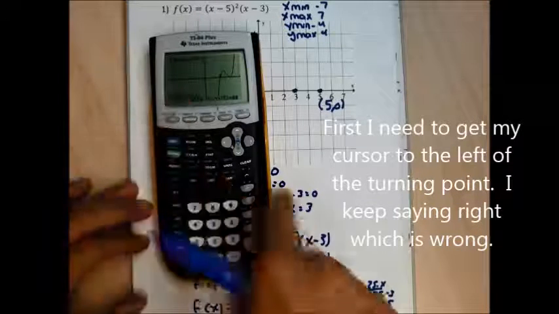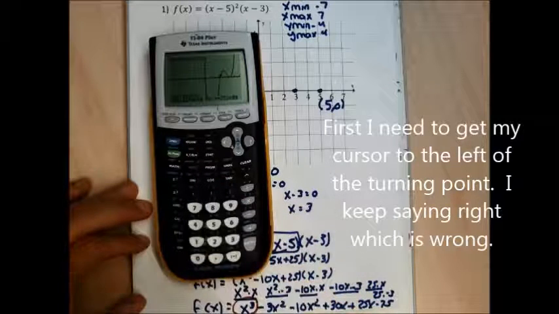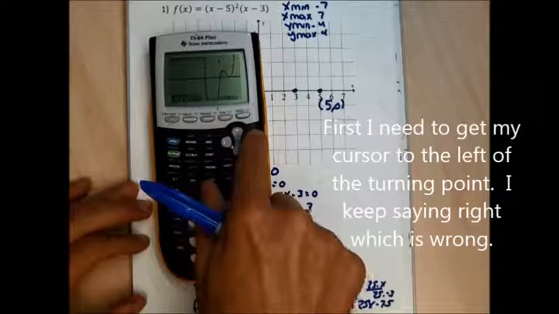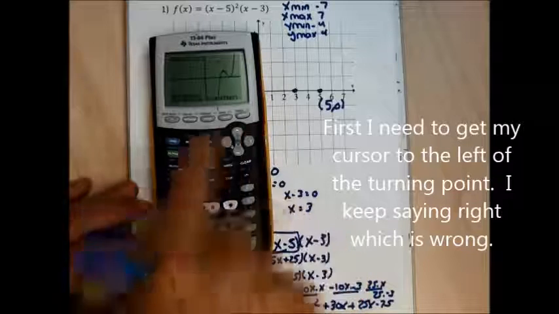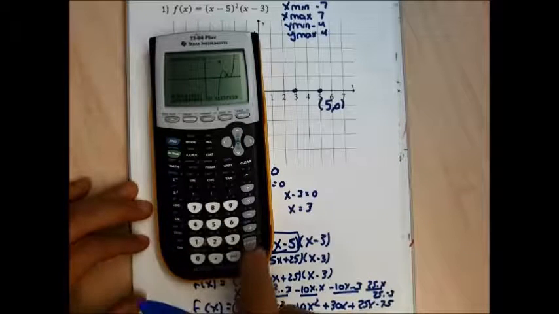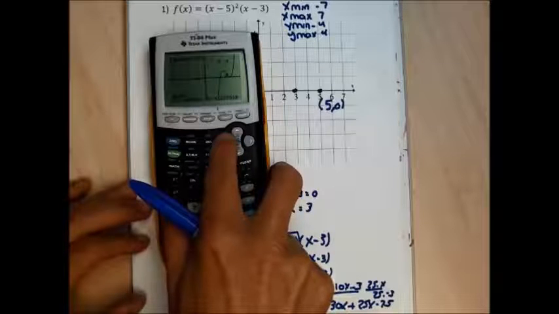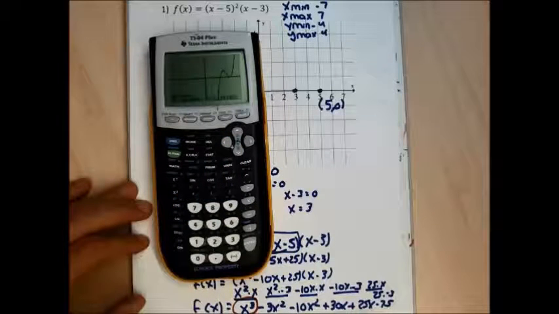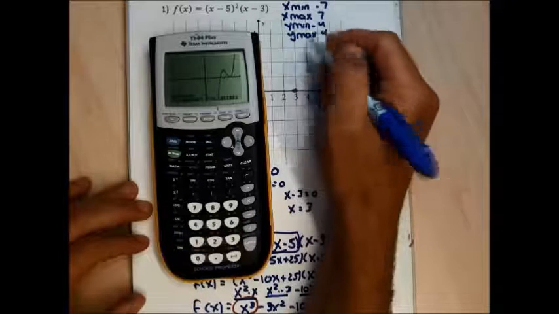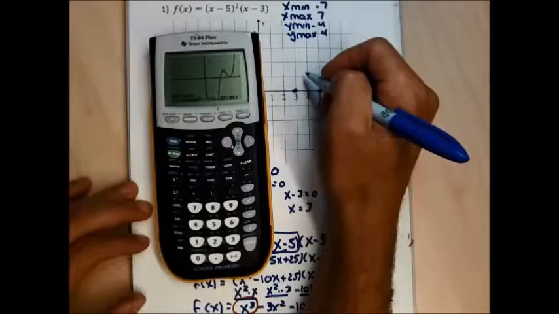The word left bound is going to change to right bound, and I'm going to continue to trace. I'm going to get to the right of that turning point, which is a maximum point. Hit enter. The word right bound is going to change to guess. Then I'm going to get as close as I can to that turning point and hit enter. It's going to give me that maximum point. I'm going to round that to 2 decimals, to 3.67 and 1.19.